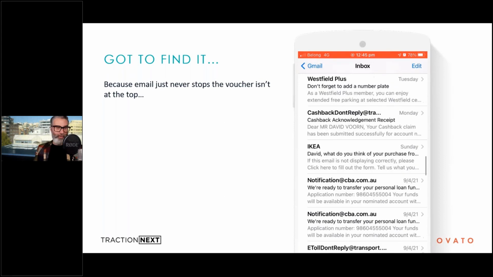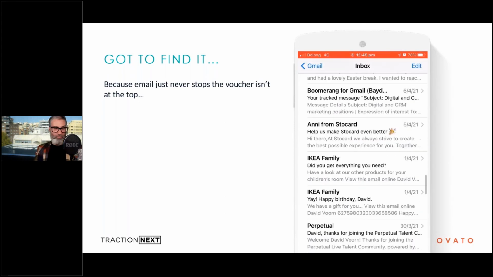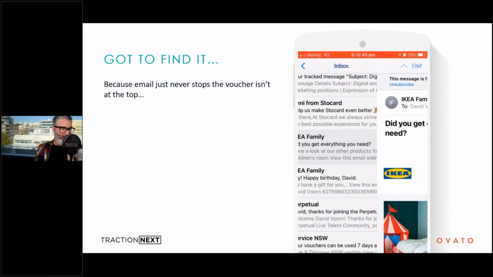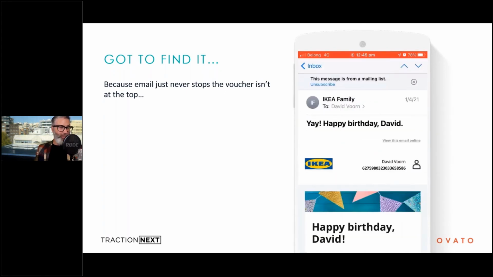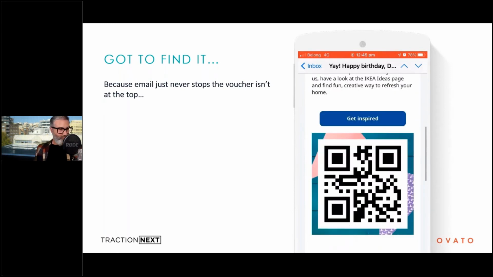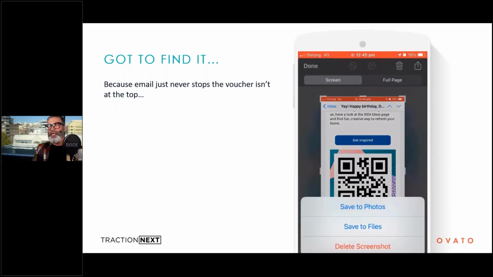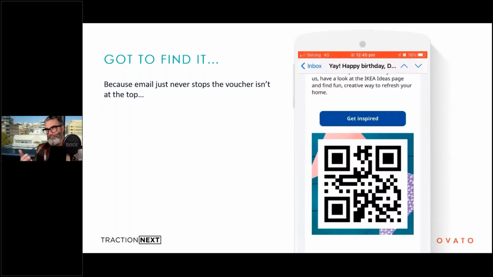Where is it? Okay. Oh, that's some more CRM marketing coming in there. Did I get everything I need? I can do a survey. And then I find it. There it is. Happy birthday, me. Great. There's the QR code. I'm going to have to take a screenshot of that, and then save it to my photos. And then when I get to checkout, I'm going to have to go through multi-screens. Get my thing, scan it, all that kind of stuff.